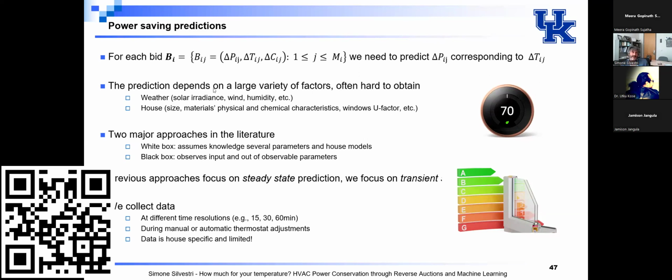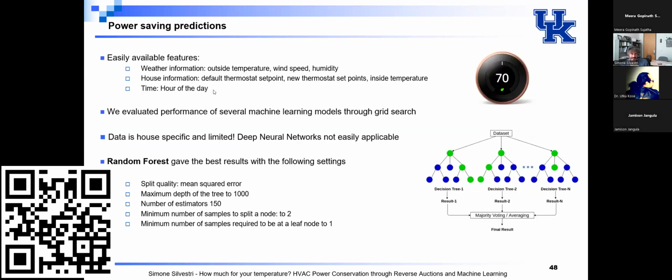We call this the PSP algorithm. It's nothing too fancy. We use some relatively easily available features, such as the weather information, the house information in terms of thermostat set point, the new set point, and the inside temperature, and the hour of the day. And here we just use a simple random forest that performs really well, also considering that you're getting data from an individual house, so you don't have a lot of data to train a big model, for example a deep neural network.